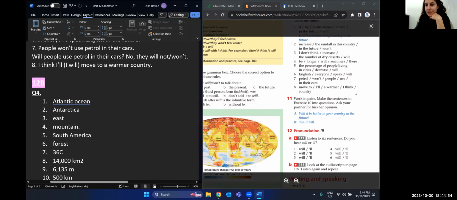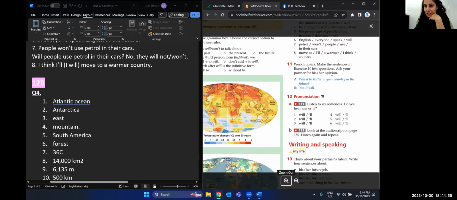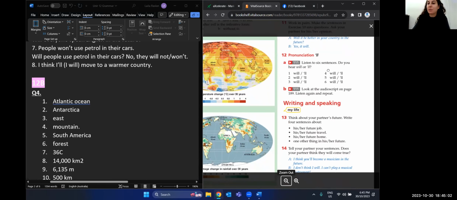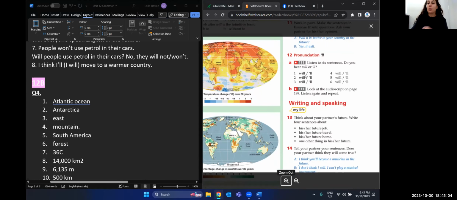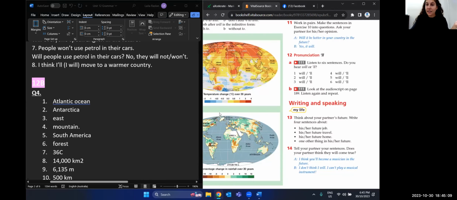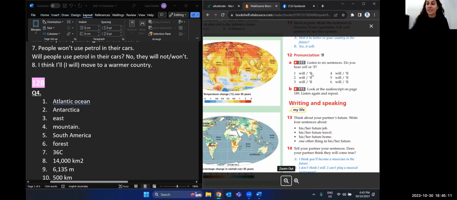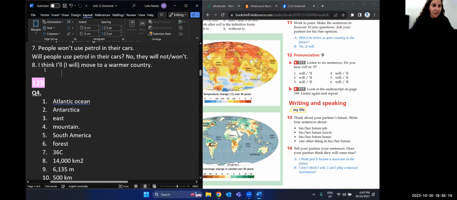Okay, let's look at some pronunciation in number 12. So will, we can connect the subject I, which will make it I'll. But you can also do it to you'll, she'll, he'll. So I'll just write that out for you.